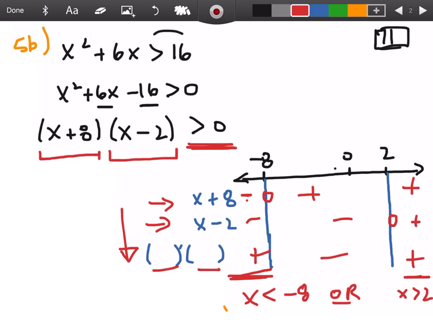Not equal to, because if it's equal to negative 8, that makes the whole thing go to 0. I don't want it to be equal to 0, I want it to be greater than 0. If it was greater than or equal to 0, then you could do that. That's my answer. And in between, all in here, no. It's a negative number, it's not greater than 0. Negative numbers are less than 0. So there we go. And hopefully that's good to go.